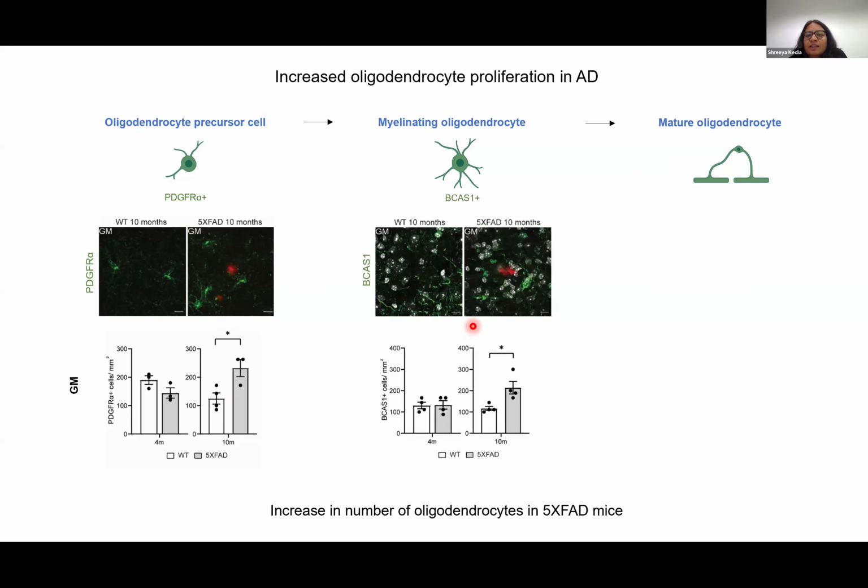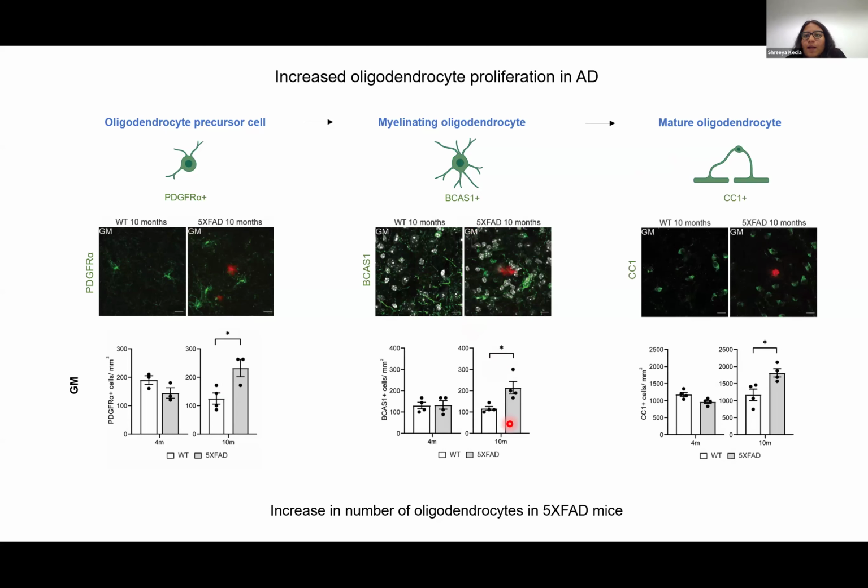Next, I stained for myelinating oligodendrocytes, which express the marker BCAS1, again shown in green in this panel. And we also observed an increase in the number of BCAS1 positive myelinating oligodendrocytes in AD at 10 months. Next, I wanted to look at mature oligodendrocytes, which express the marker CC1. And this is shown in green in this panel, and we observed an increase in the number of mature oligodendrocytes in 5xFAD animals at 10 months. Overall, we saw that all the 3 subpopulations were higher in 5xFAD mice.